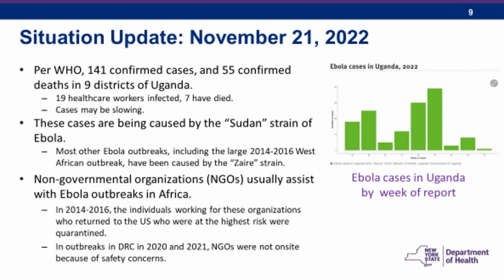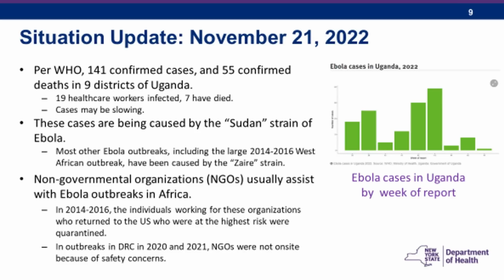This is a situation update as of November 21st, 2022. According to the World Health Organization, at that time we had 141 confirmed cases and 55 confirmed deaths in 9 districts of Uganda. 19 healthcare workers were infected and 7 have passed away.